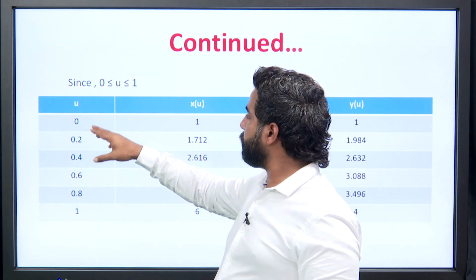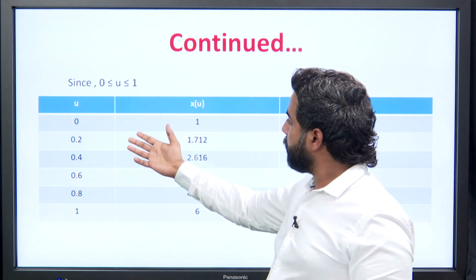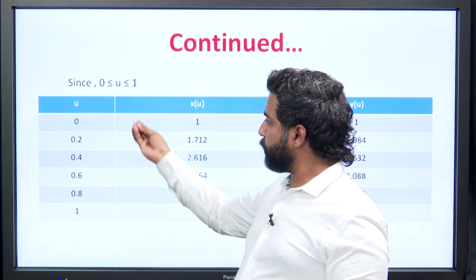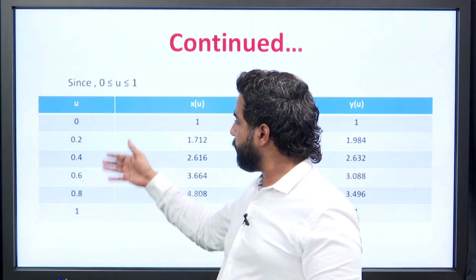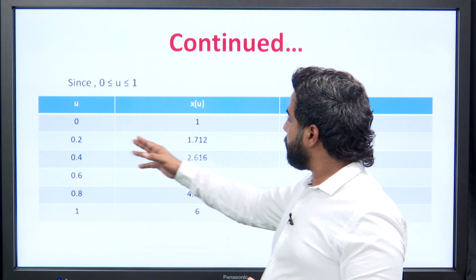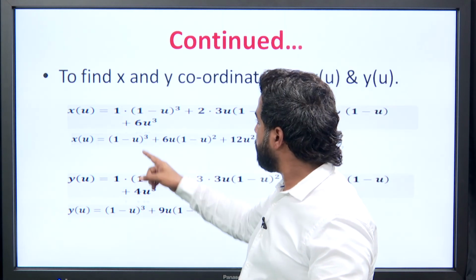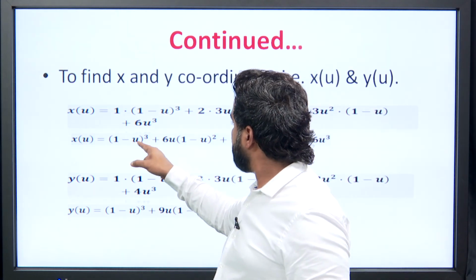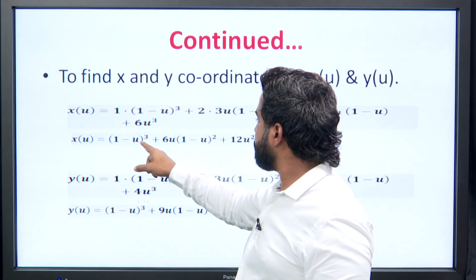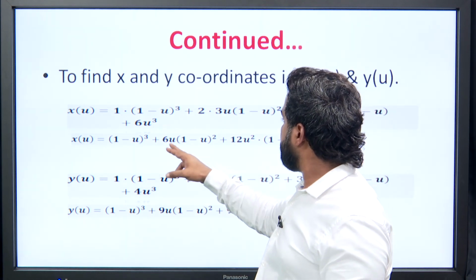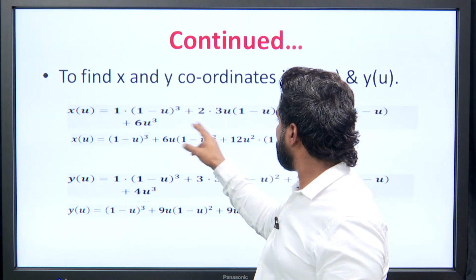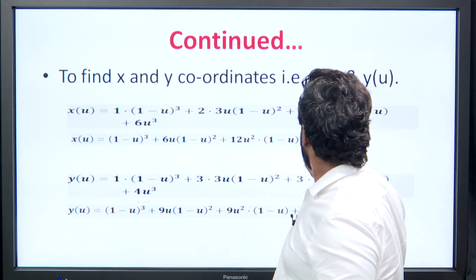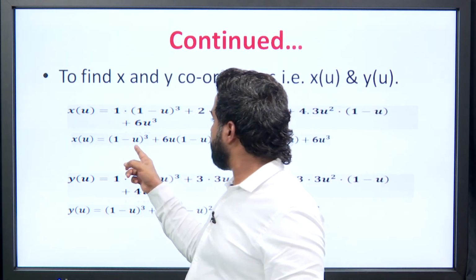So here we have taken u on the difference of 0.2: it's 0, 0.2, 0.4, 0.6, 0.8 and 1. You can take more figures, but here I have taken the difference of 0.2. So if we substitute this value, u value is 0. In the previous equation, 1 minus 0 becomes 1, and this whole term becomes 0 because u is 0, this whole term also becomes 0 because here u is 0, so x value will be 1.